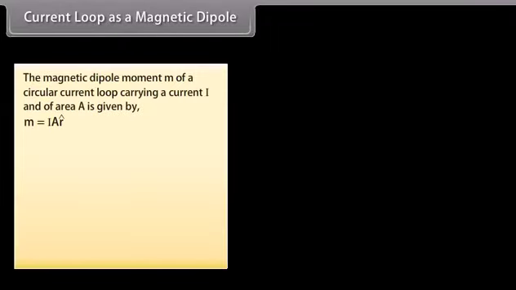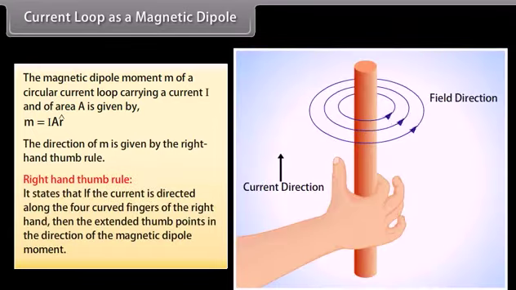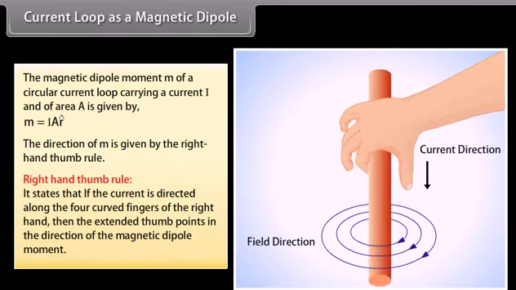Current loop as a magnetic dipole. The magnetic dipole moment m of a circular current loop carrying a current I and of area A is given by m is equal to the product of I and A n cap. The direction of m is given by the right-hand thumb rule. The right-hand thumb rule states that if the current is directed along the four curved fingers of the right hand, then the extended thumb points in the direction of the magnetic dipole moment.